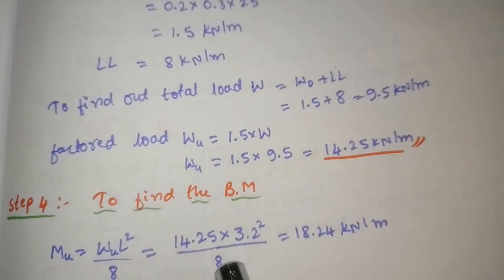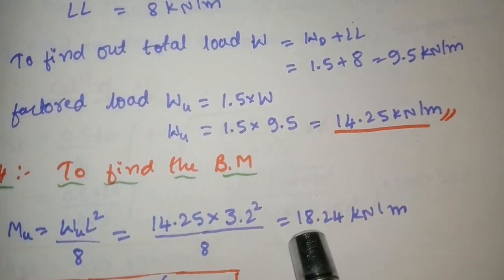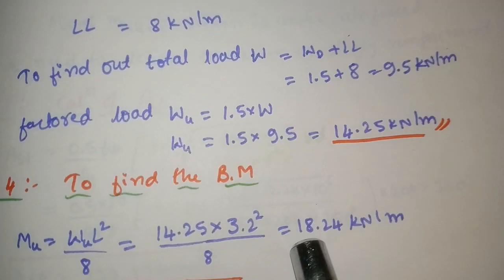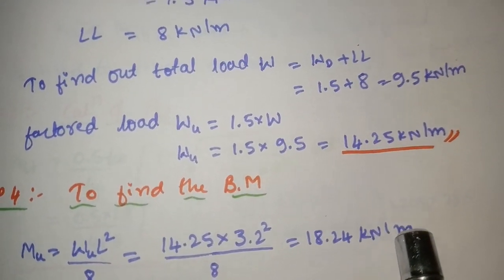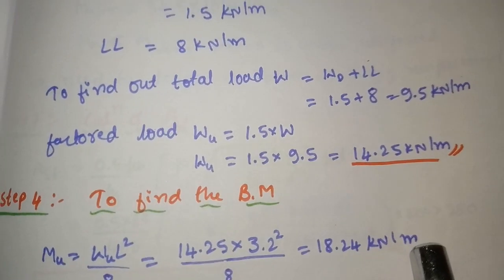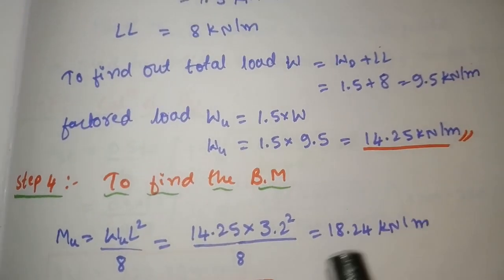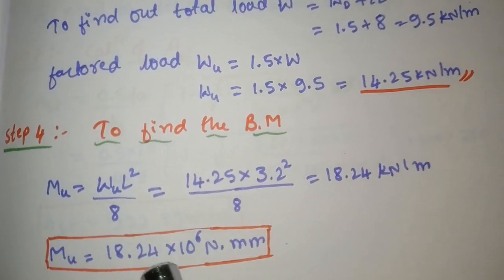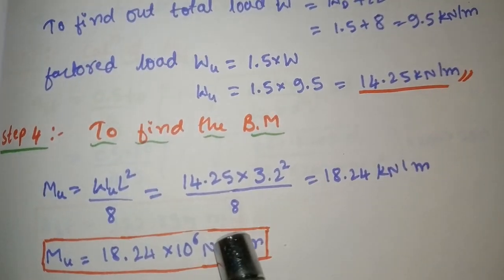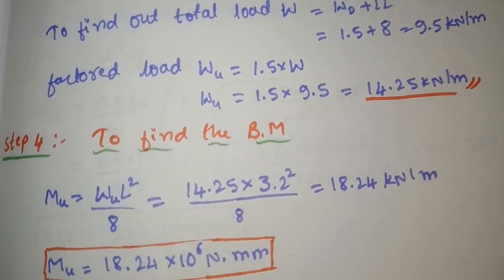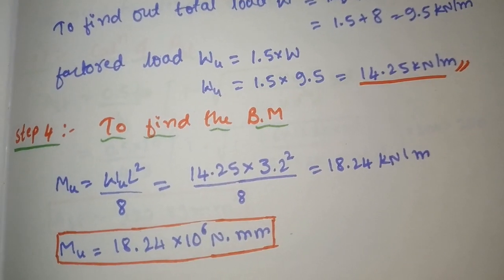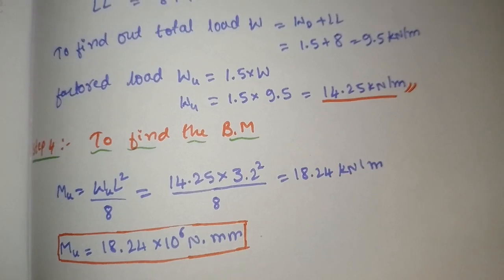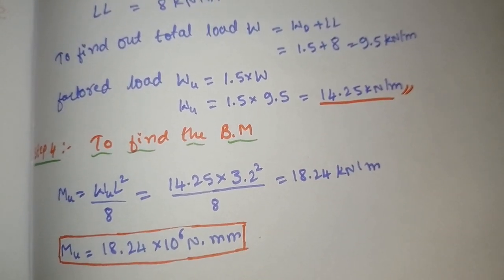Substitute all the values. After simplifying, we'll get our moment value as 18.24 kilonewton meter. In terms of Newton mm, that is 18.24 into 10 to the power of 6 Newton mm. So this is how we calculate the bending moment. So the next step is the calculation of the D required.